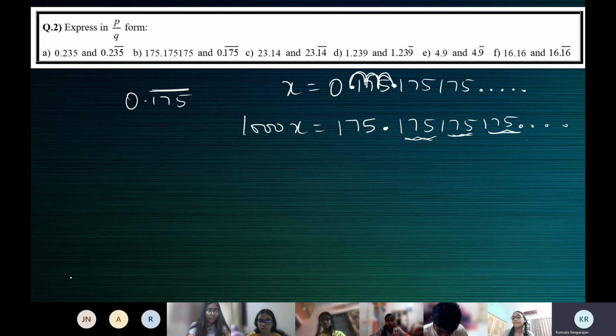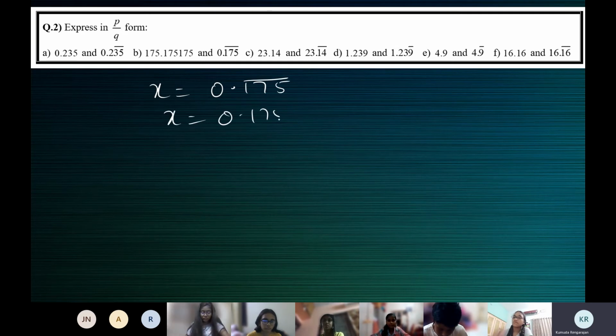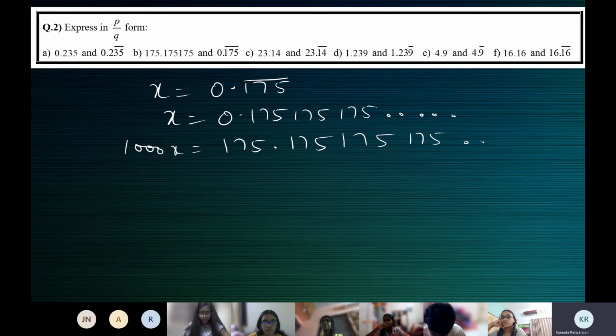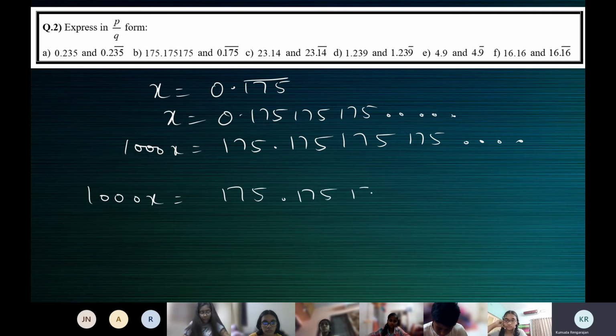I'm just quickly doing the second one. You try it later. So let x is equal to 0.175 recurring. That means x is equal to 0.175175175 going on like this. Next we find 1000x, which is 175 point like this, and it goes on. Now we should subtract. We must write the 1000x equation first, and then the x equation.